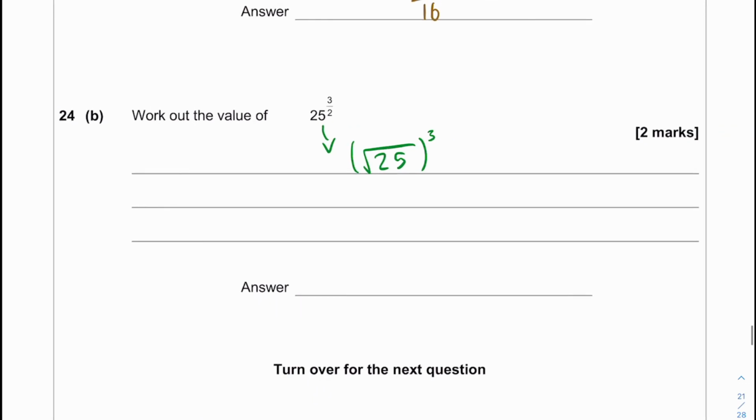So what we then do is we work out our square root. The square root of 25 is equal to 5, and then all cubed, and 5 cubed is equal to 5 times 5 times 5, which is equal to 125. So the final answer for 2 marks is 125.